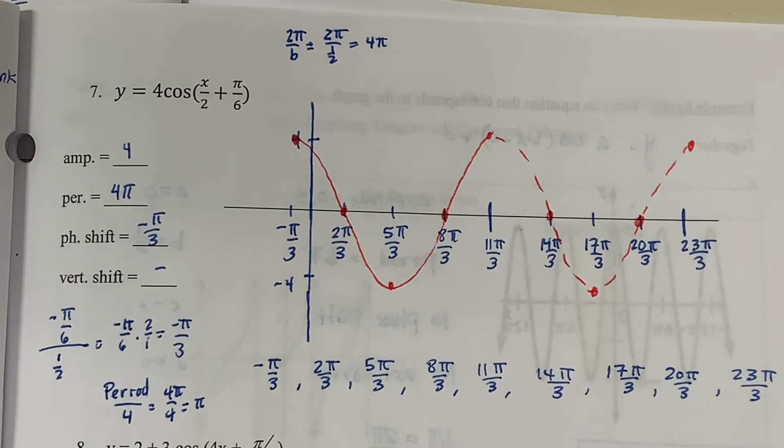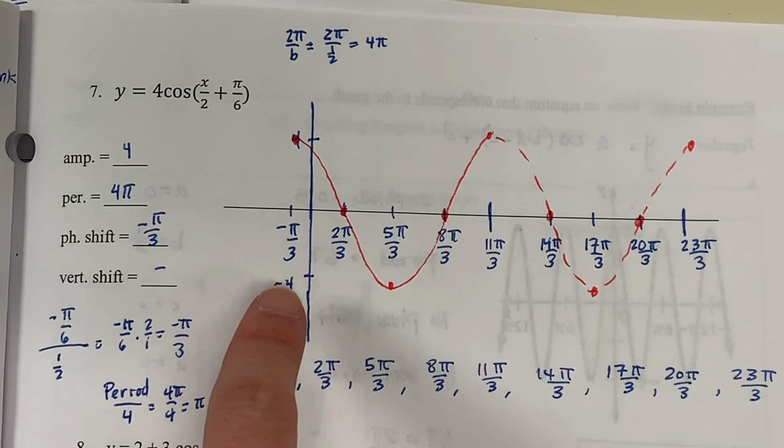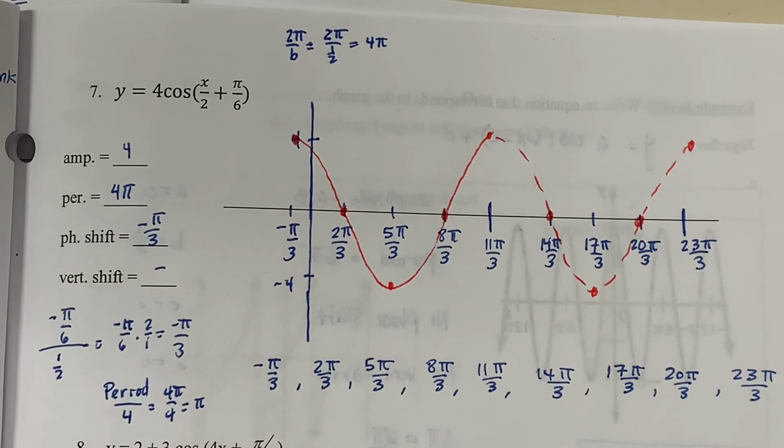Once my x-axis is labeled, I need to place my y-axis, which will fall where x is 0. So that is 1/3 of the way between negative pi over 3 and 2 pi over 3. Since my amplitude is 4 and there's no vertical shift, my maximum falls at 4 and my minimum falls at negative 4. This is a cosine curve and a is positive.